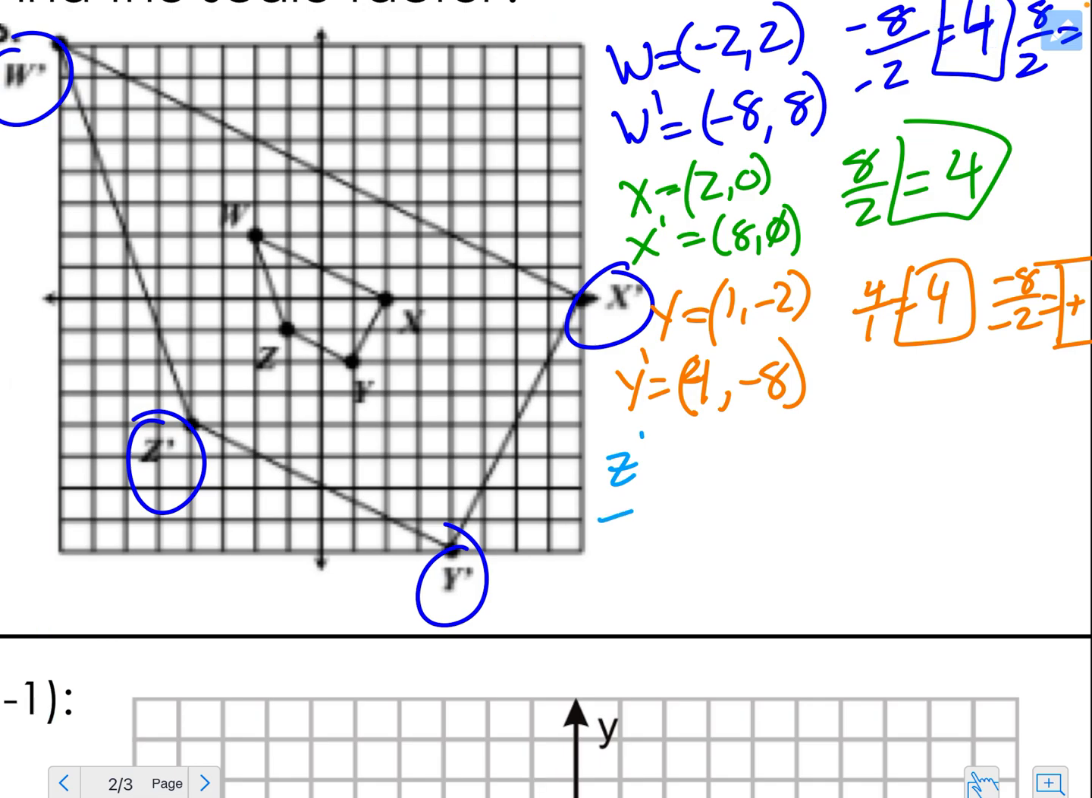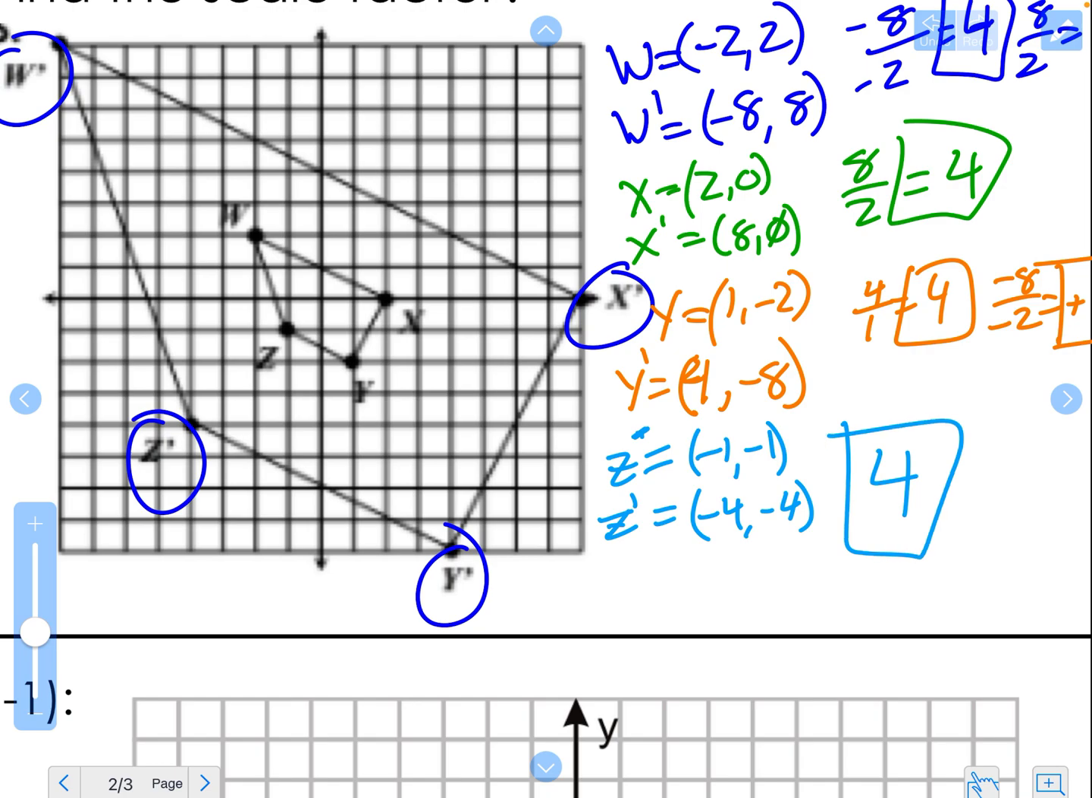Z and Z prime. I'm just going to mark that out instead of erasing. Negative 1, negative 1. And it looks like negative 4, negative 4. And yes, I know that 4 over 1 is 4. So my scale factor here is 4.